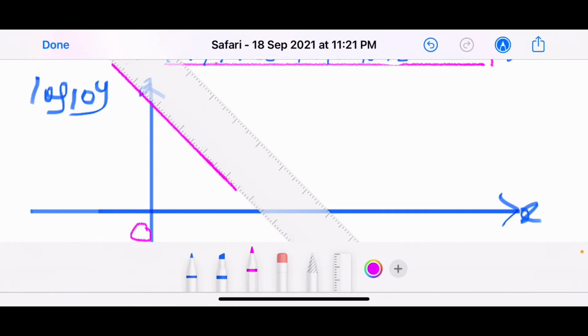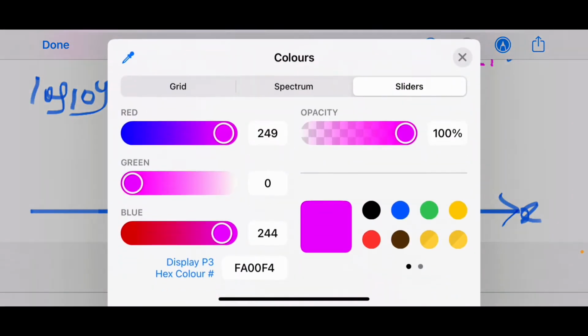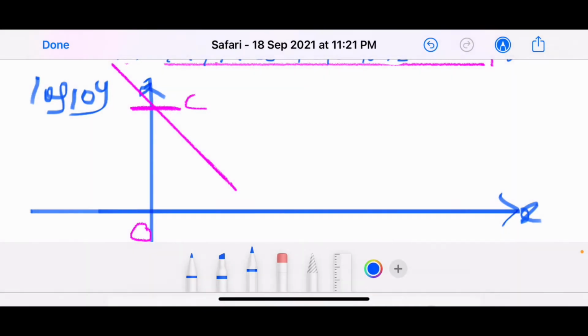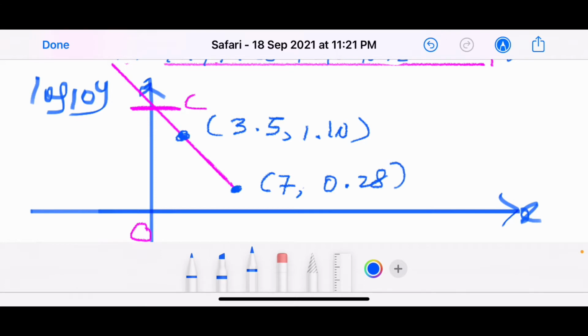The concept is you have a line something like this. It is a must to cut the y-axis and read the c, and then choose the best points. The best point must lie exactly on the line. Let's say this is a point exactly on the line. Maybe you choose 3.5 and 1.10, and maybe another point exactly on the line. So 7 and 0.28, let's say we chose these 2 points.